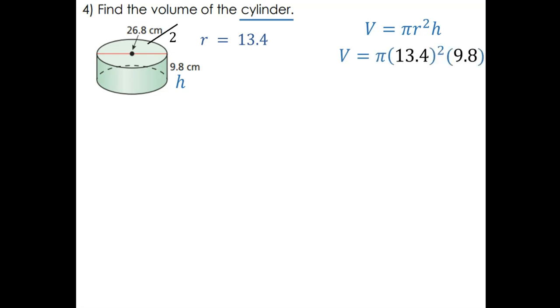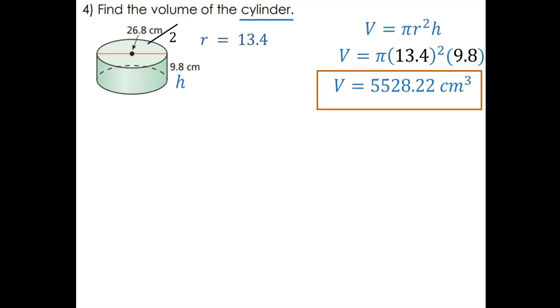13.4 and 9.8. So this one I made sure that I put the text in black so you can see how to type that into Desmos. So you would go to Desmos, you would type that in there. Carefully use the pi symbol, and we would get 5,528.22 centimeters cubed. And we do round to the hundreds for this problem, okay?